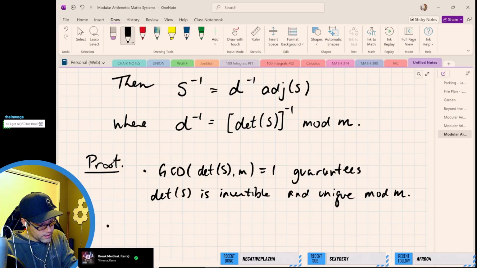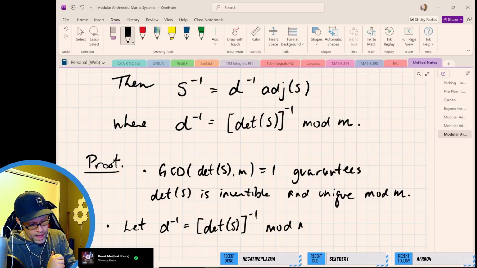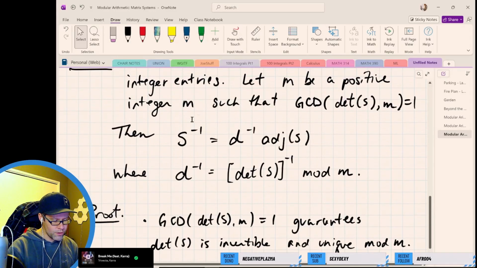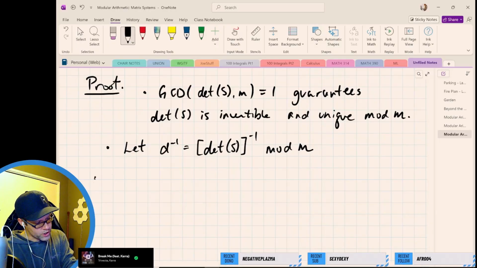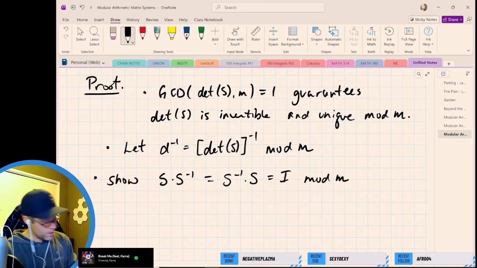Okay, so with that said, let's go ahead and let D inverse actually be the thing that we want it to be. So we're going to take the determinant of S, and we're going to be looking for that invertible element mod M. So what do we need to do? We need to convince ourselves that S times S inverse is the identity matrix. Right, so we're going to try to show that S times S inverse is equal to S inverse times S, which is the identity mod M.